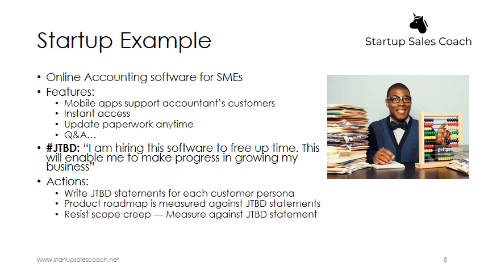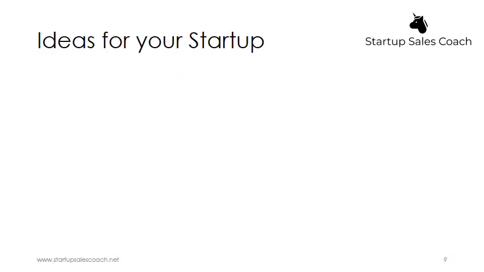Some further actions could be, write a jobs to be done statement for each customer persona. Your product roadmap is measured against jobs to be done statements, and also resist scope creep. Measure everything against the job your customer is hiring you to do, and be vigilant in achieving that job. Here are some ideas for your startup.